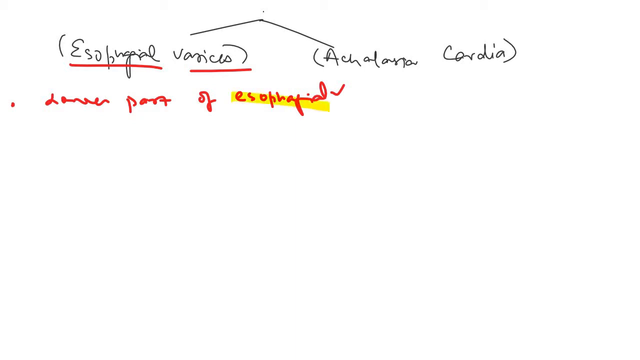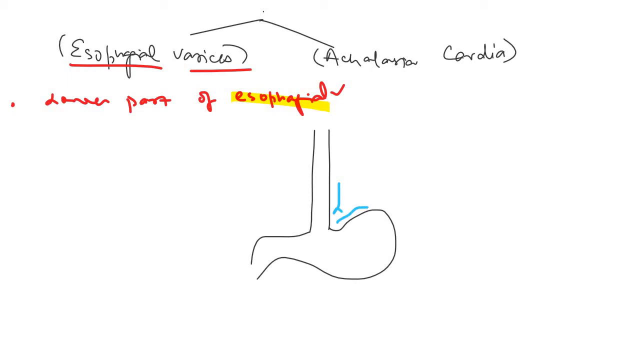Now, if we look at the anatomy, this is the esophagus, this is the stomach, and this is the gastroesophageal junction. If you recall your anatomy, you know that the lower part of the esophagus is a site of portocaval anastomosis. Now, what is this portocaval anastomosis? In our body we have the portal vein, and we have the inferior vena cava.